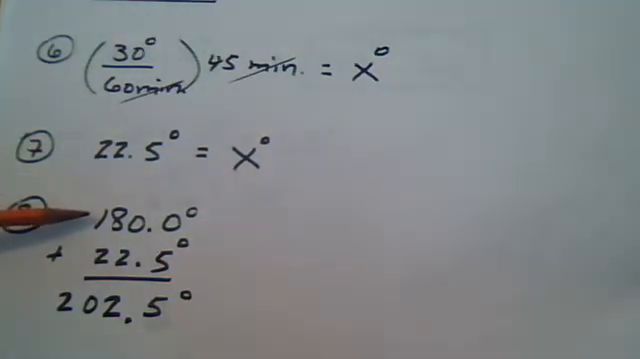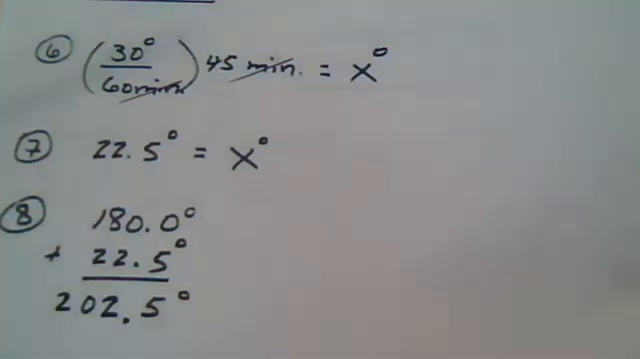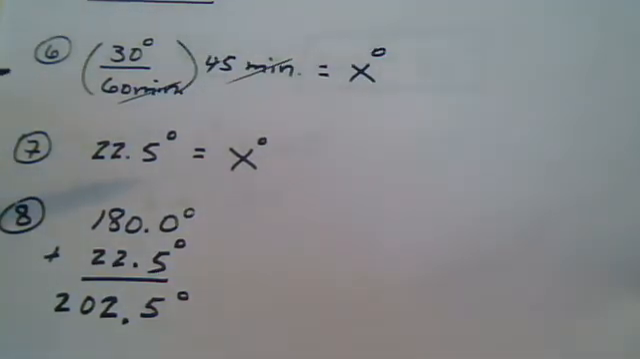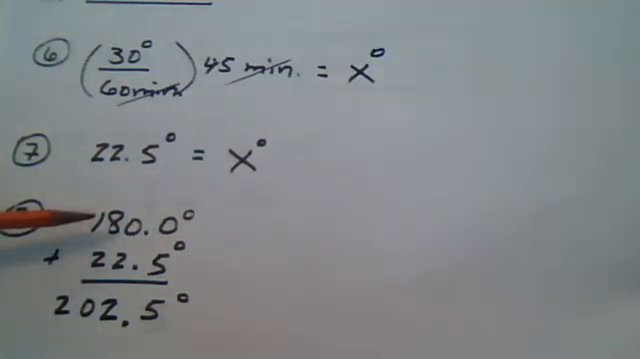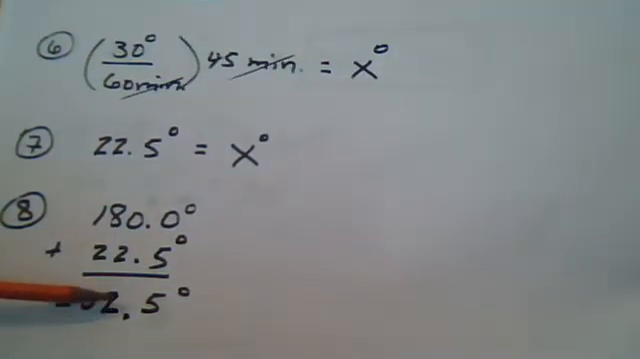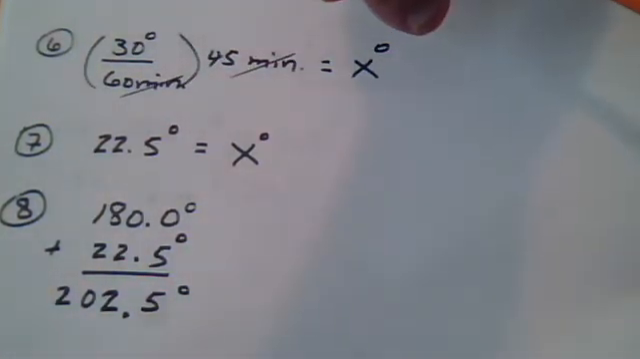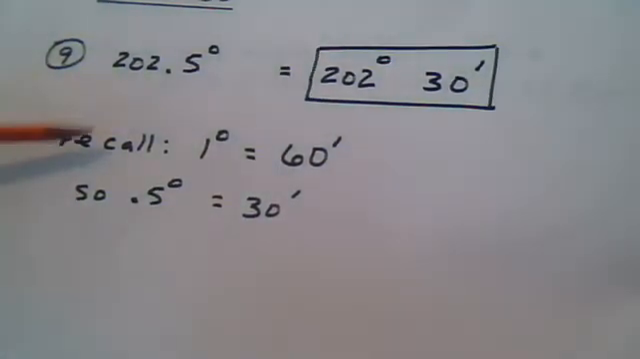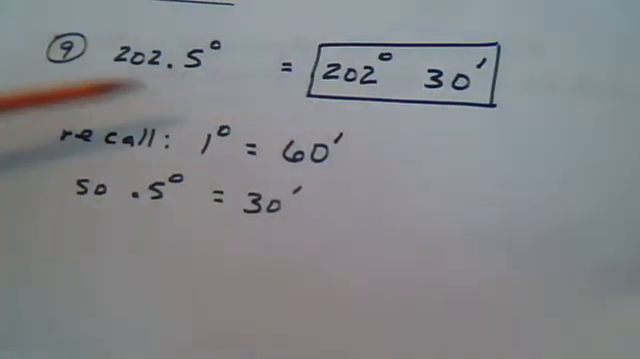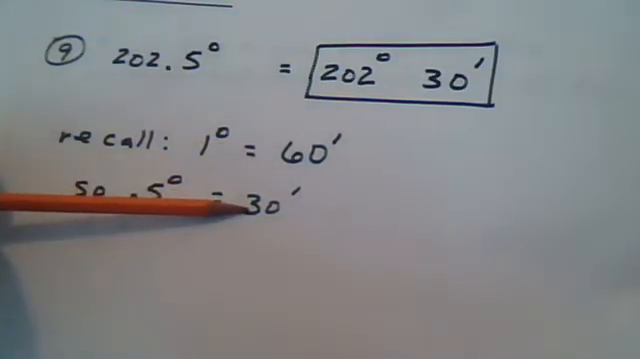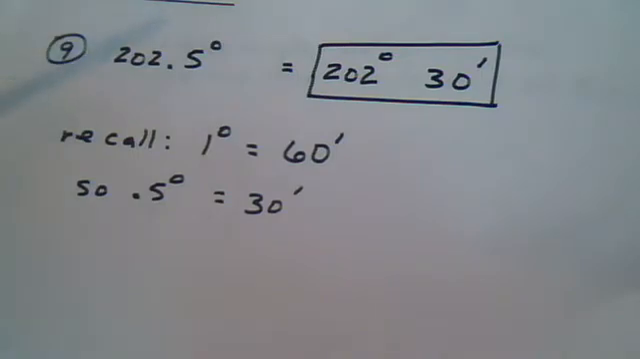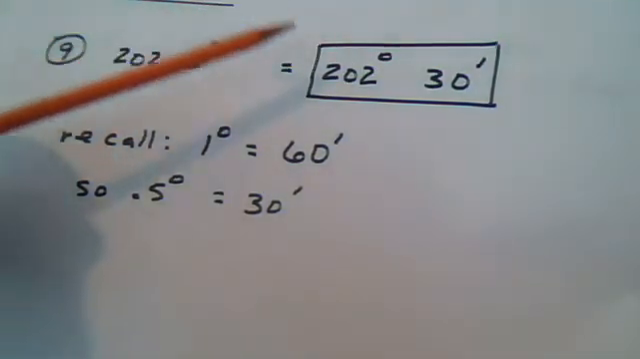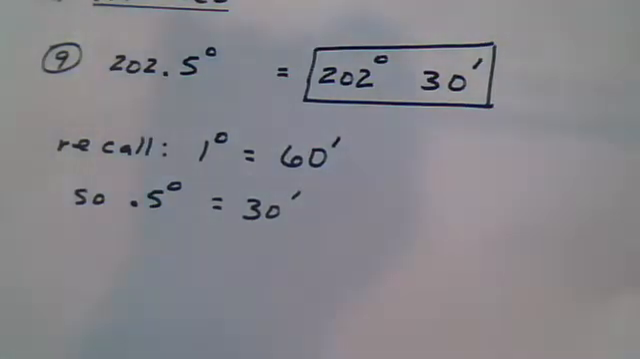So now we get the 180 degrees that the hour hand swept from 12 noon to 6 o'clock, and then the little bit that's worth 45 minutes of angle is 22.5 degrees, and it's 202.5 degrees. That's how much the hour hand has swept. Recall that 1 degree is 60 minutes. So half a degree is 30 minutes. So if we write it in degrees and minutes, 202.5 degrees looks like 202 degrees and 30 minutes.